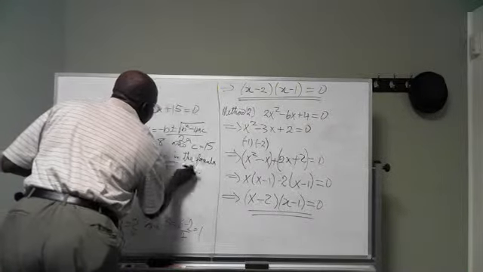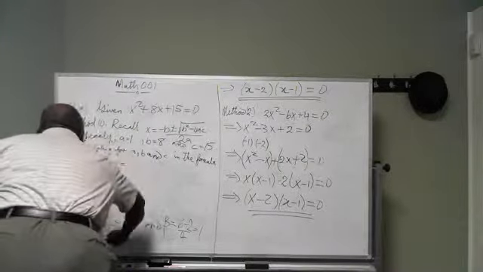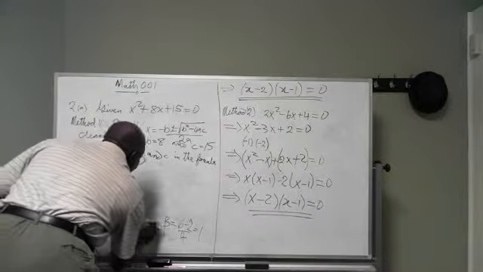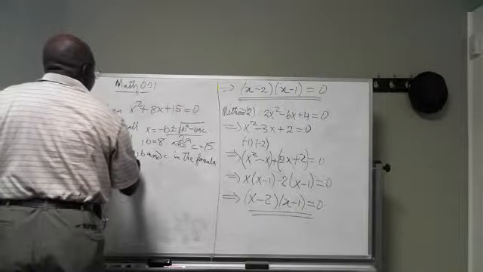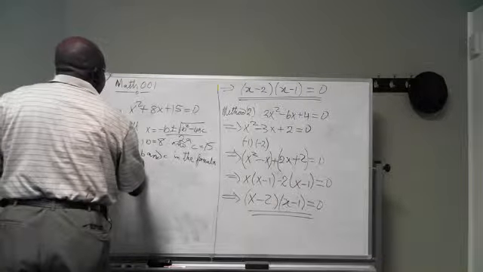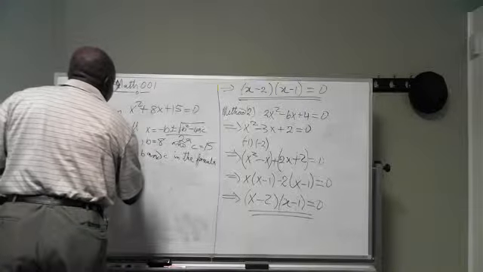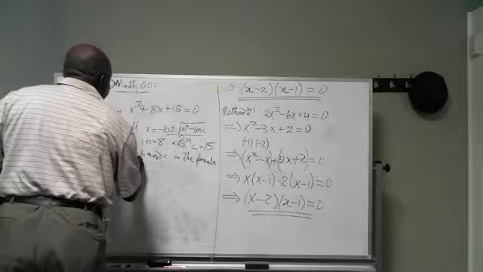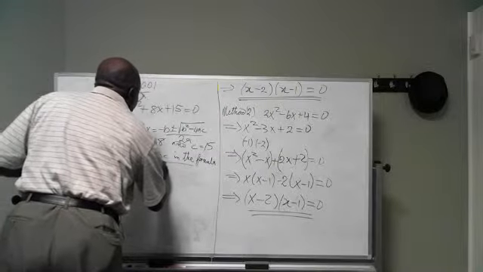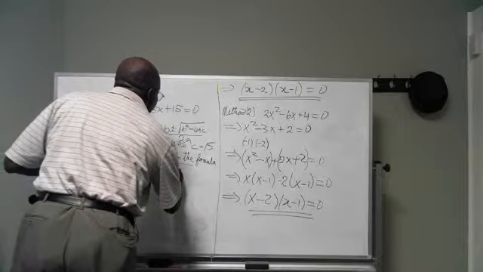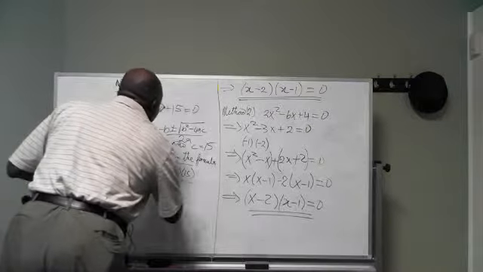Substituting for a, b, and c in the equation, we have minus 8, sorry, b is equal to minus 8, please take that back. b is equal to 8, sorry, minus 8 plus or minus the square root of 8 squared minus 4 into 1 into 15 all over 2 into 1.